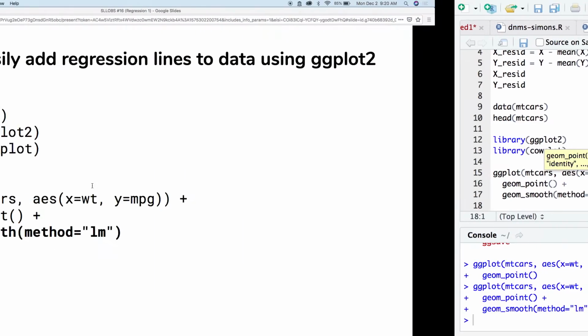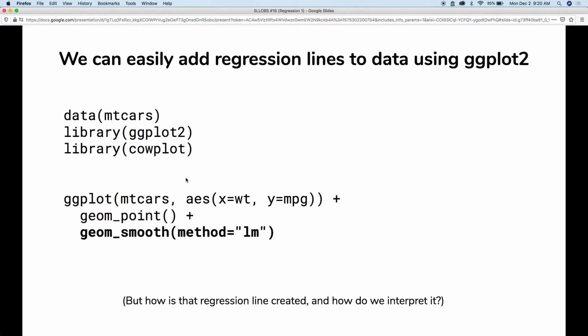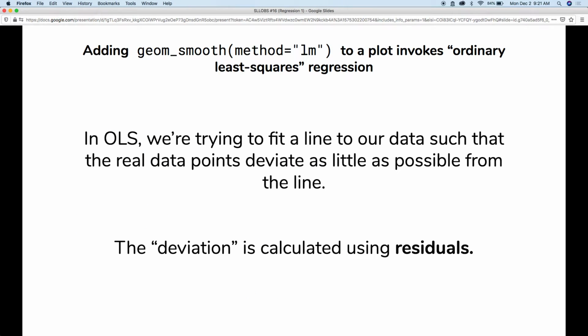But what's actually happening when we fit a regression line like that? What's actually being done behind the scenes to produce that nice regression line that R can generate automatically and really, really quickly? And this is really what we're going to be trying to figure out today. Now, ultimately, when you fit geom_smooth with method equals lm to a series of data points in R, you're invoking what's called ordinary least squares, or OLS regression. This is really the simplest and most basic form of linear regression that there is, but it's quite powerful.